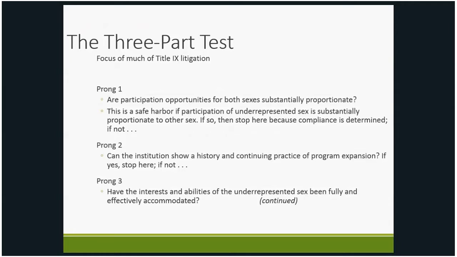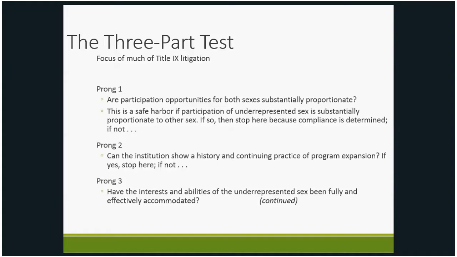So if you're 60% female on a campus and you're offering 60% participation opportunities, you are then compliant. If not, prong two: can the institution show a history and continuing practice of program expansion? This prong came into effect after the idea of being equal. A lot of colleges were saying, you know what, we now have to be compliant with Title IX. We want to be compliant with Title IX.